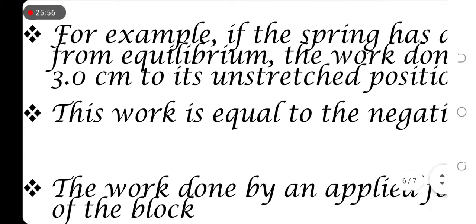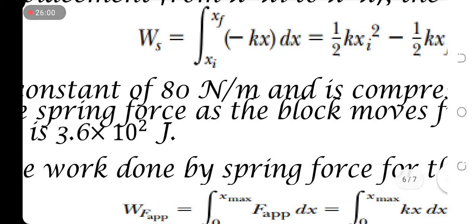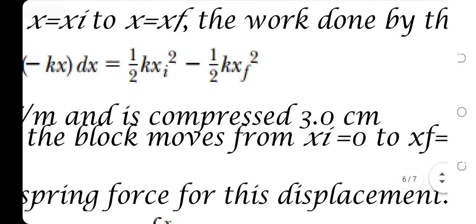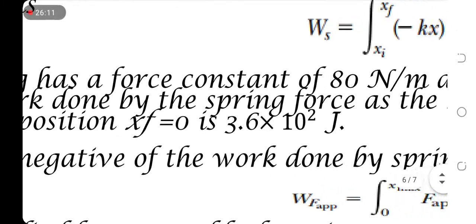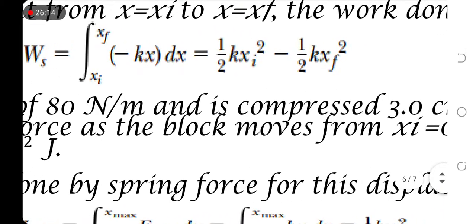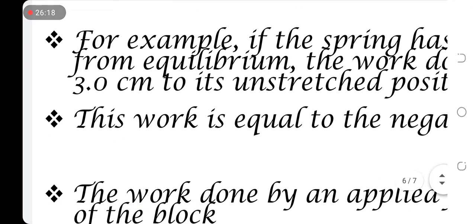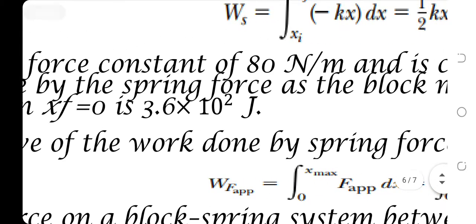We take an example. If the spring has a force constant of 80 Newton per meter and is compressed 3 centimeter from the equilibrium, the work done by the spring force as the block moves from xi equal to x maximum, 3 centimeter, to its unstretched position, xf equal to 0, is 3.6 multiplied by 10 to the power minus 2 joules.